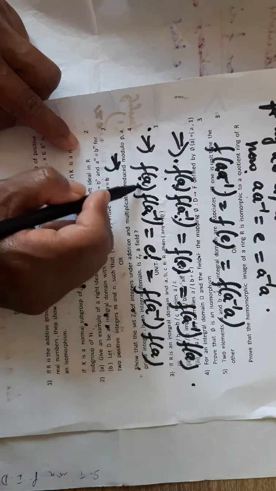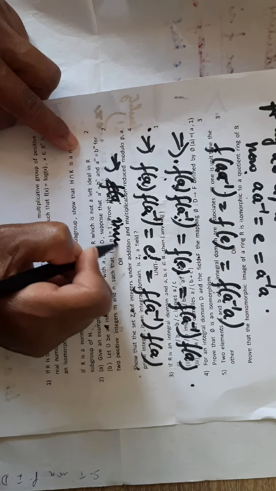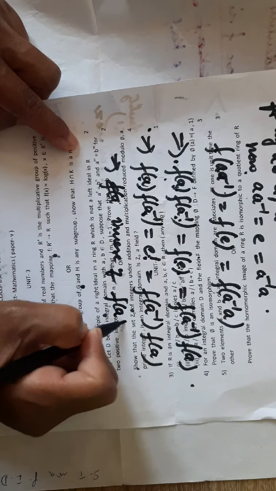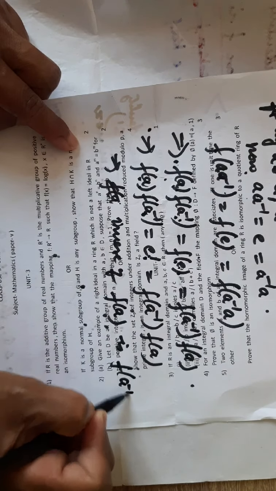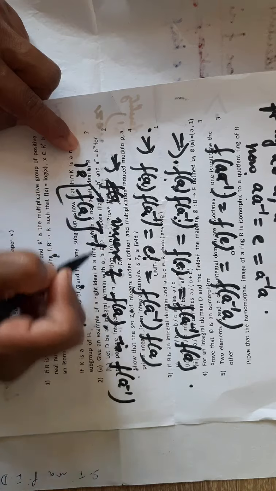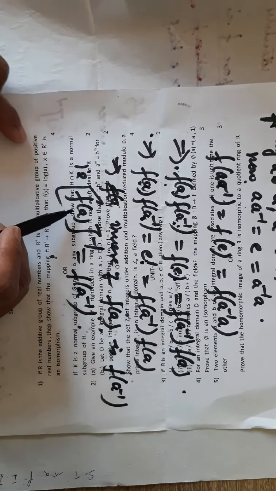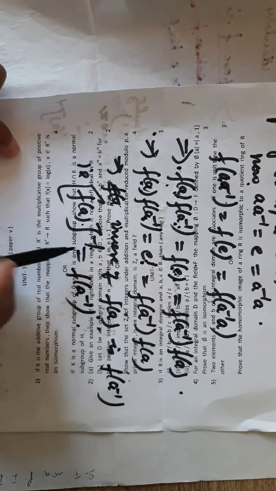Which means that the inverse of f(a) is f(a) inverse. That is, f(a) the whole inverse is equal to f(a) inverse, because the inverse of f(a) is usually denoted by f(a), the whole inverse. So this proves that f(a inverse) is equal to f(a), the whole inverse.